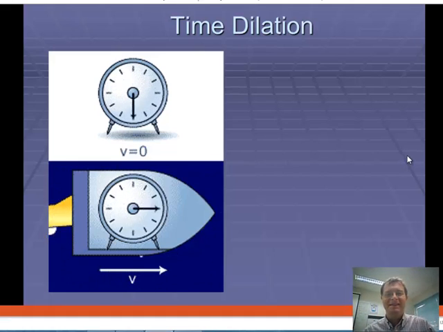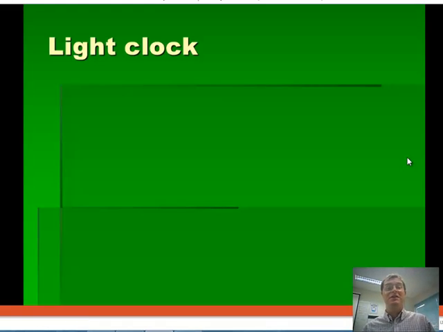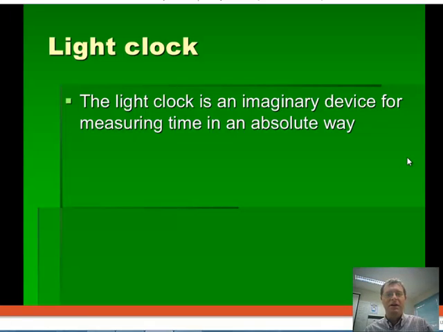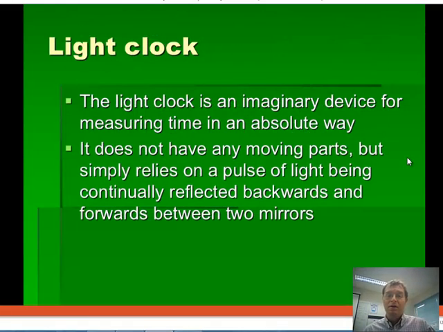So let's start off with getting some definitions about time. We're going to start off by using time as measured by a light clock. A light clock is an imaginary device for measuring time in an absolute way. It does not have any moving parts, but simply relies on a pulse of light being continuously reflected backwards and forwards between two mirrors. Because the speed of light is an absolute value, it should take the same amount of time for this process to take place every time.